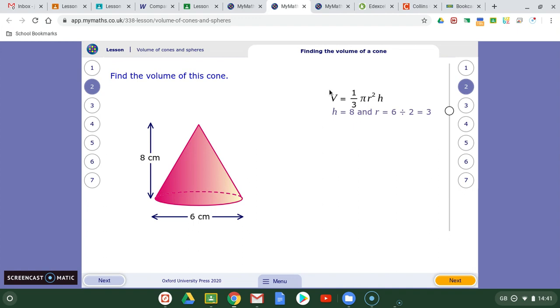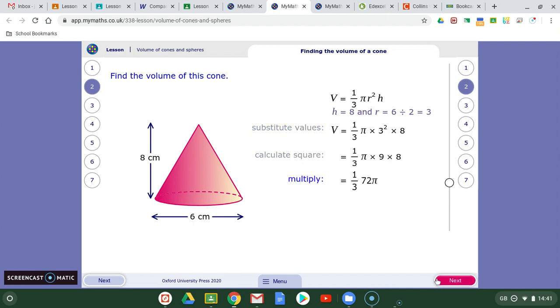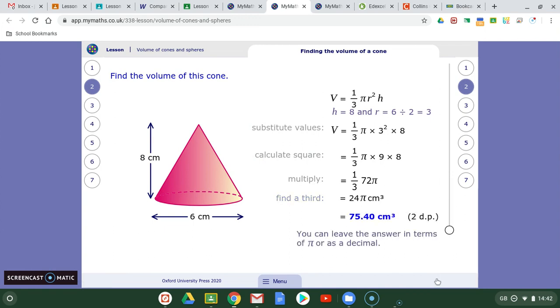So here's your formula. Your volume is a third pi r squared multiplied by the height. Your height is 8 and your radius is 3, just like I said before. So you substitute those values in and you get a third pi times 3 squared times 8, which gives you a third multiplied by 72 pi. And we know that multiplying by a third is the same as dividing by 3. And so you get 24 pi centimetres cubed, which if we pressed SD on our calculators would be 75.40 centimetres cubed to 2 decimal places. Or as it says here, you can leave the answer in terms of pi or as a decimal, whichever the question asks you to do.